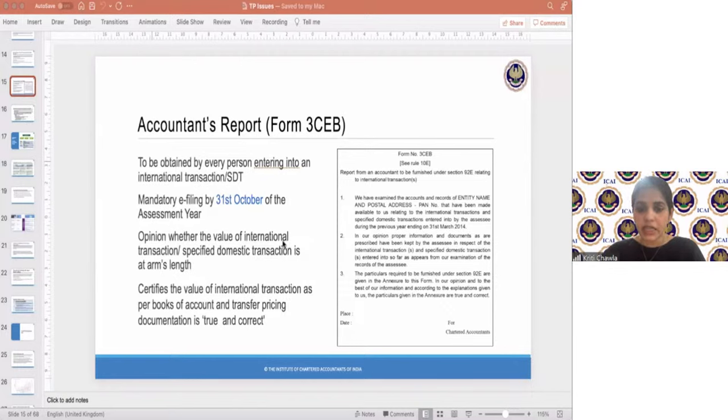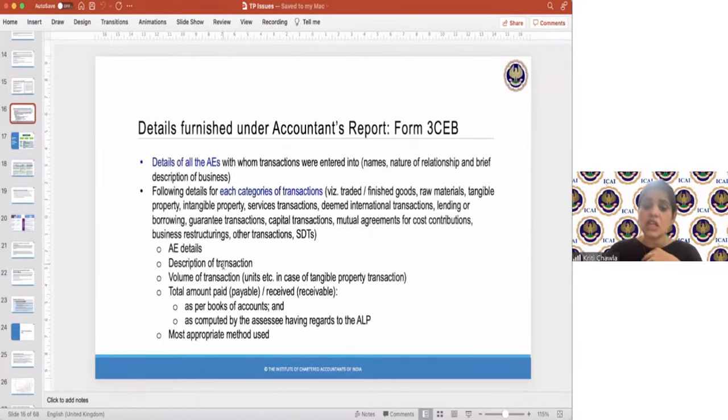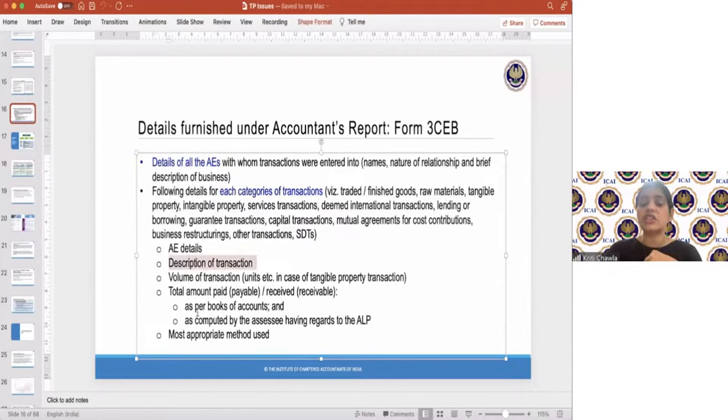There is part A, wherein you provide the information relating to that particular associated enterprise. Then there's part B. If there are international transactions, then what kind of international transactions? What is the description of the transaction? What is the amount of those particular transactions? And what is the method that you have used in respect of those particular international transactions? That is what you need to establish.